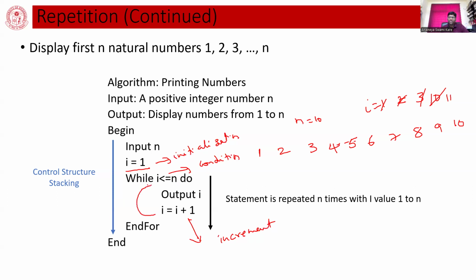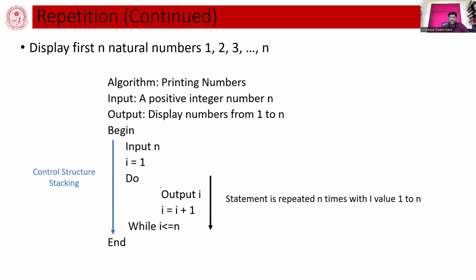So execution goes on like this. Condition is checked. If the condition is true, the statements will be executed, and then again the condition will be checked. This is called entry control. The while loop is also called entry controlled repetition, because the condition is checked before the entry of the while loop.